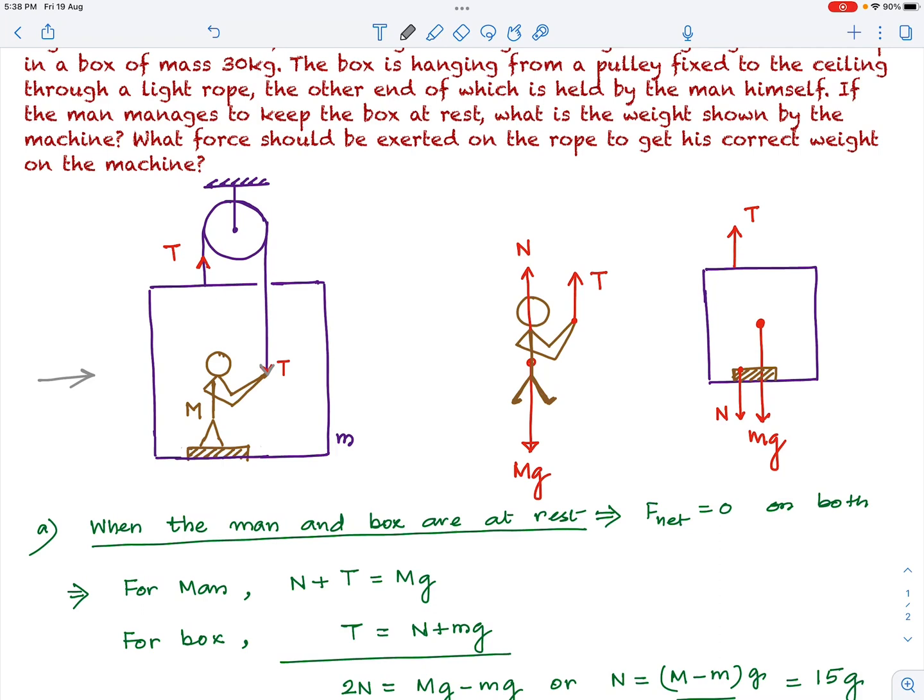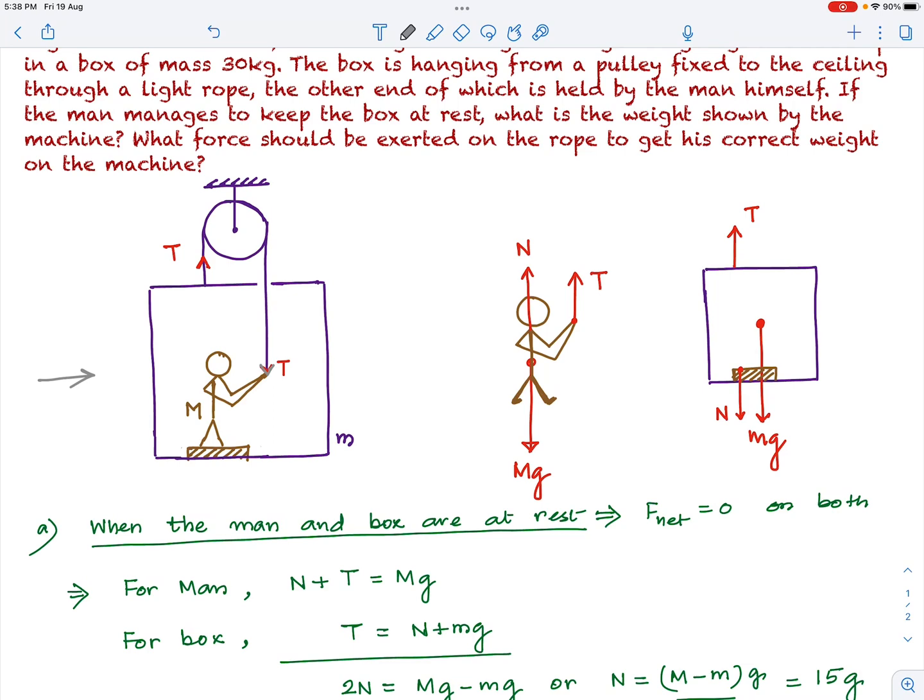So since we are supposed to find out the value of force that the man exerts on the string or the rope, it is essentially the tension force that will be created in the rope that we are supposed to find out, right? Because whatever force the man exerts on the rope becomes the tension in the rope. The rope is given to be light.